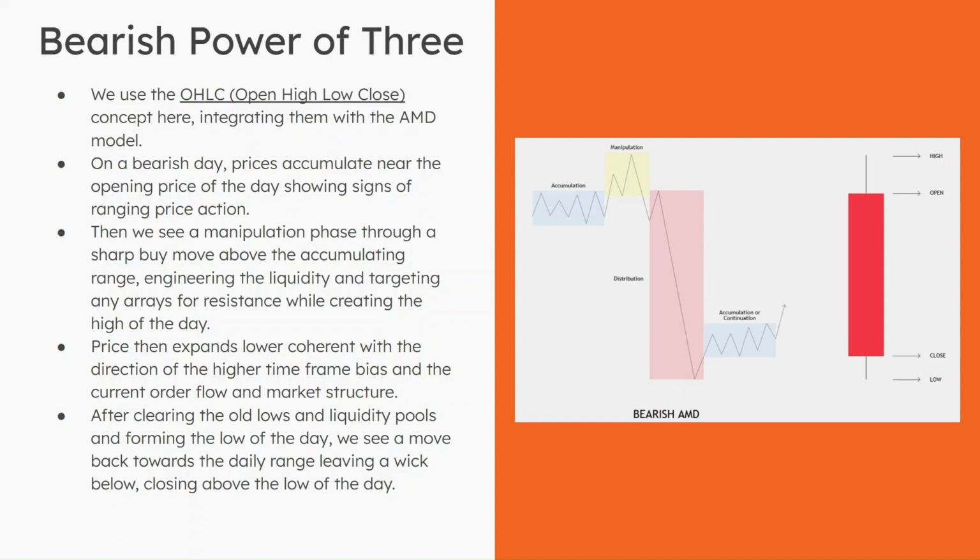and the market structure. Following the formation of the day's low here after the distribution phase and clearing of previous lows and liquidity pools, we observe a shift back into the range, the daily range, leaving a wick below here and closing above the day's low.